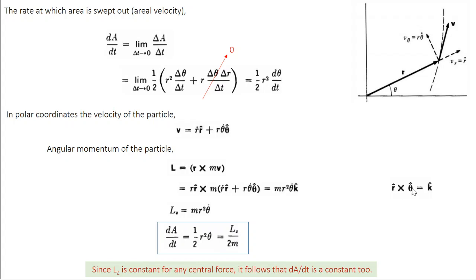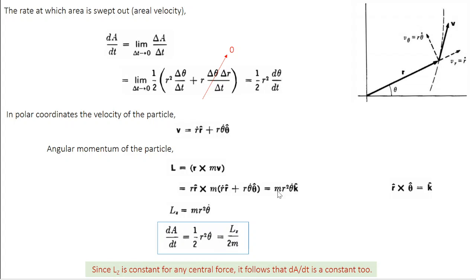What is r cap cross theta cap? This is an orthogonal system, right? So the cross product of two unit vectors will give you the direction of the third one. So r cap cross theta cap is nothing but k cap. So the L vector, the angular momentum vector, is nothing but m r square theta dot k cap. Or if you look only at the magnitude, since for motion in the xy plane, angular momentum is always along the z direction, I indicate it as Lz. So the magnitude of the angular momentum vector Lz is going to be m r square theta dot.